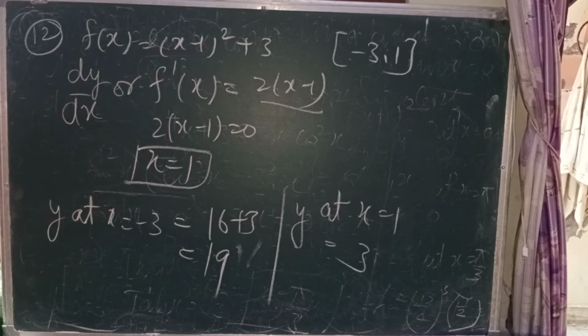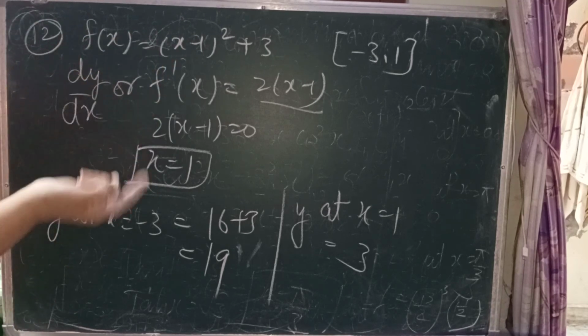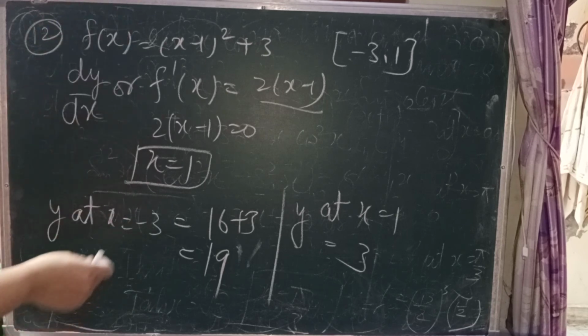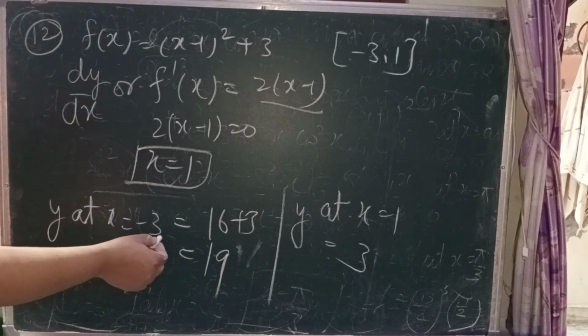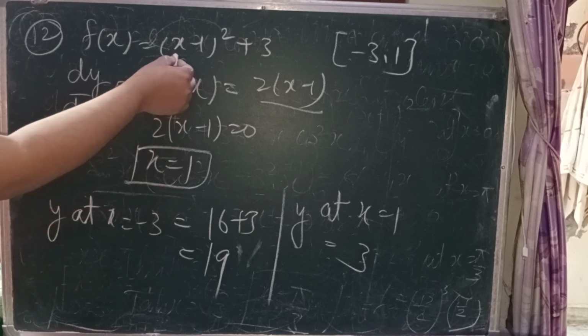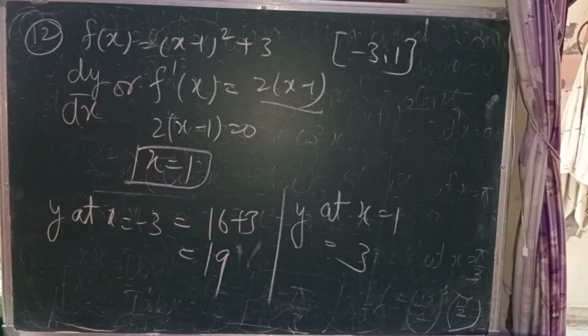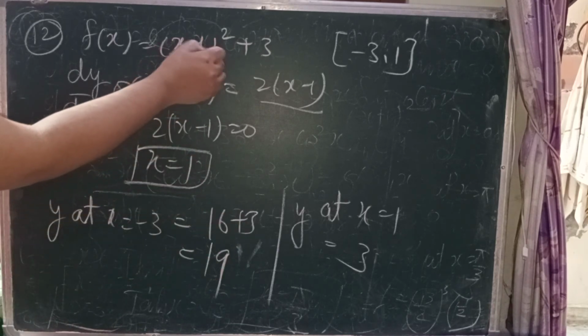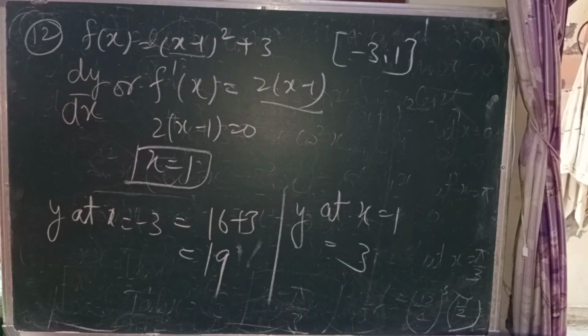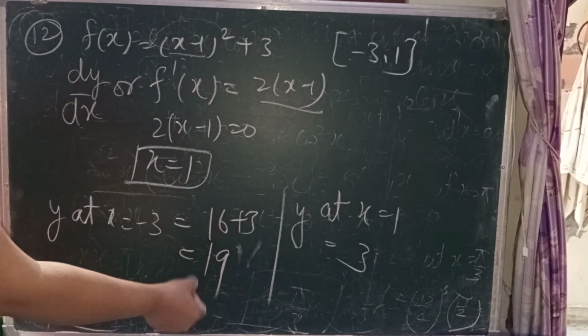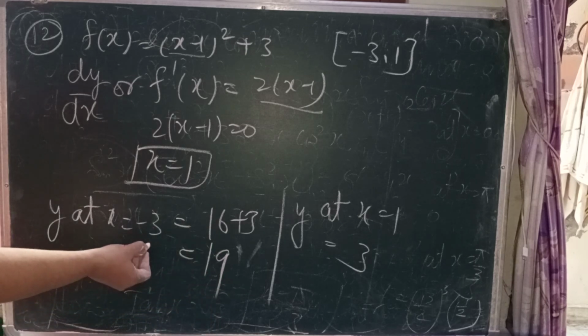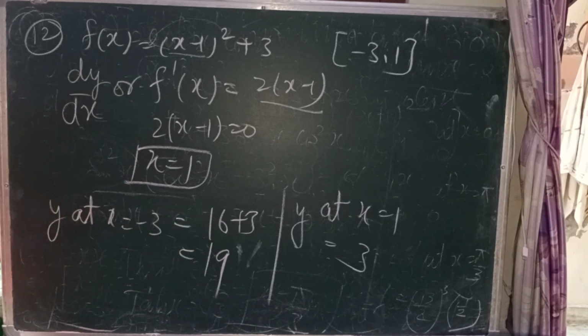So the same point we already got. We did not get any point in between minus 3 to 1. So we find these 2 endpoints. Now we will find the value of f x, or the value of y at these two points. When I found the value of y at x equal to minus 3, it will be minus 4 square, that means 16 plus 3, it will be 19. When we find it at x equal to 1, it will be 1 minus 1, that is 0 square plus 3, so the value will be 3. So the absolute maxima is 19 at x equal to minus 3. Absolute minima is 3 at x equal to 1.